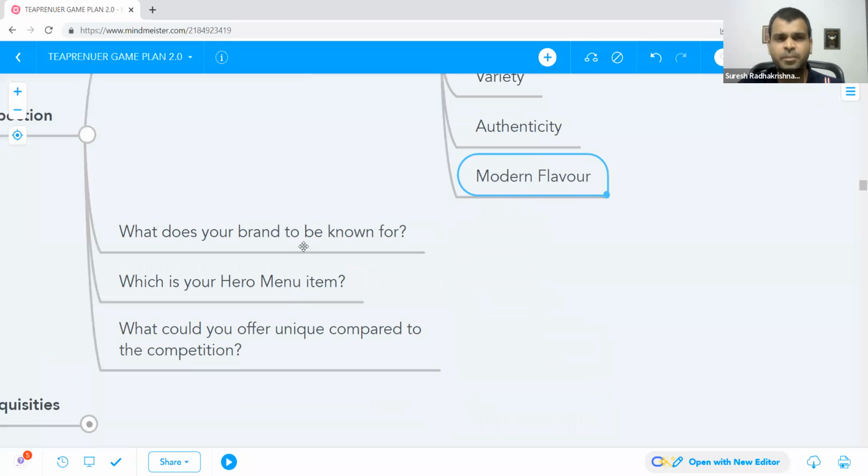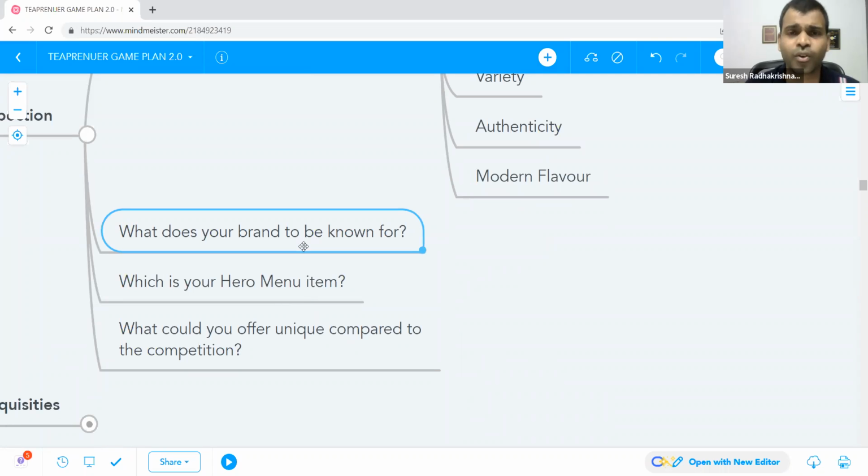What are your target customer interests? What does your brand want to be known for? Which is your hero menu item? Most of our outlets, ginger tea is the hot selling item because our ginger tea is really unique.